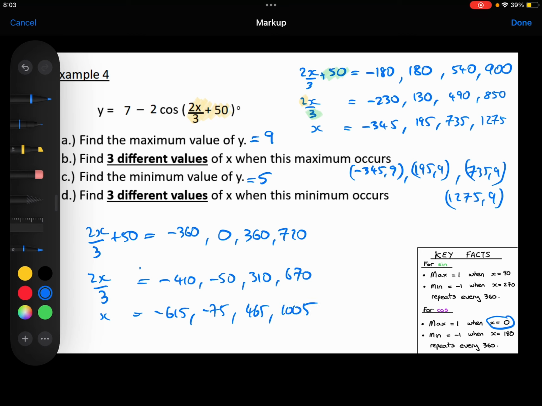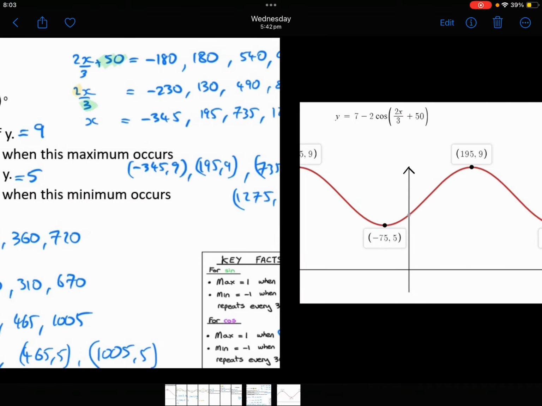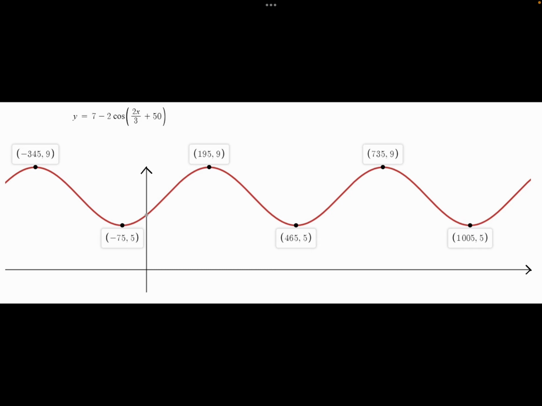And so we've got 4 coordinates of minimum turning points here. We've got minus 615, 5, minus 75, 5, 465, 5, and then 1005, 5. And just to show you, let's go back to that graph we started right at the beginning with, and you can see those are the actual coordinates of the turning points we highlighted right at the beginning of the video.